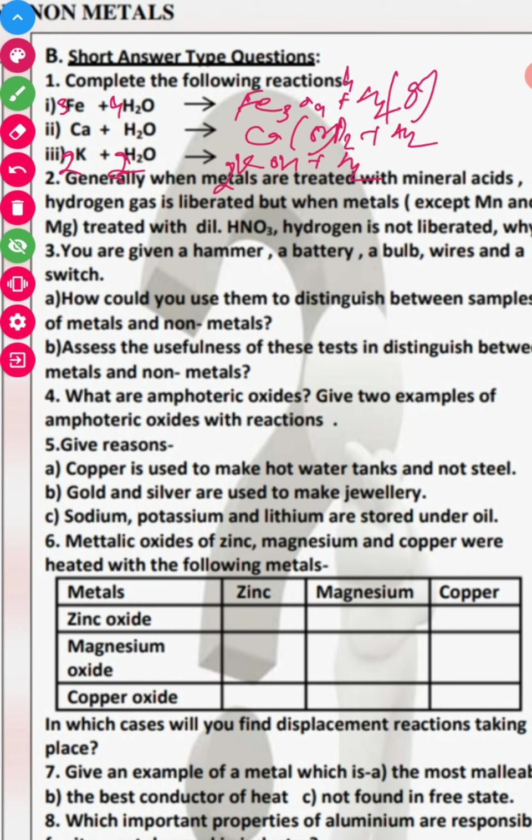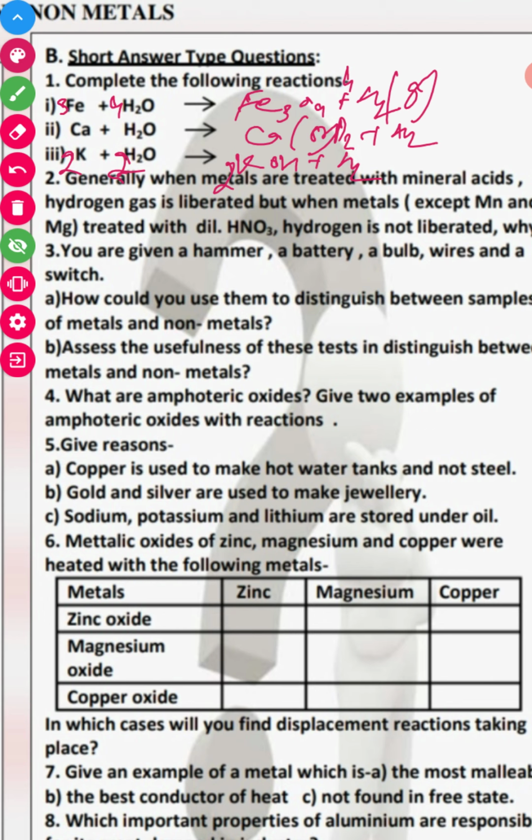Second question: generally when metals are treated with mineral acid, hydrogen gas is liberated, but when metals except manganese and magnesium are treated with dilute HNO3, hydrogen is not liberated. Why?